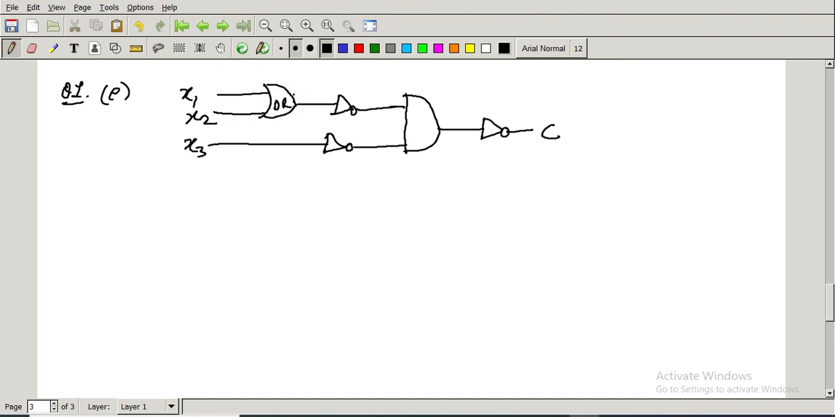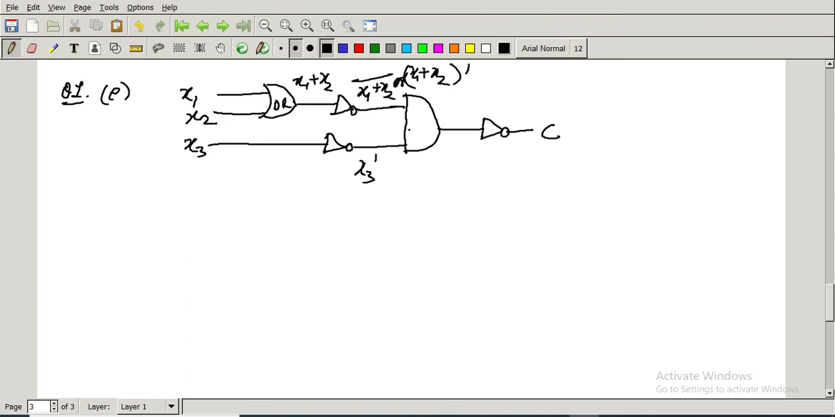OR gate means your disjunction, means your plus operation. So we have x1 plus x2 here. Then we have to negate it. So x1 plus x2, negate it. You can write it like (x1 plus x2) complement, or you can also use this symbol. This is the same. Now we have this x3, so here we have x3 complement, and then we have to AND it.